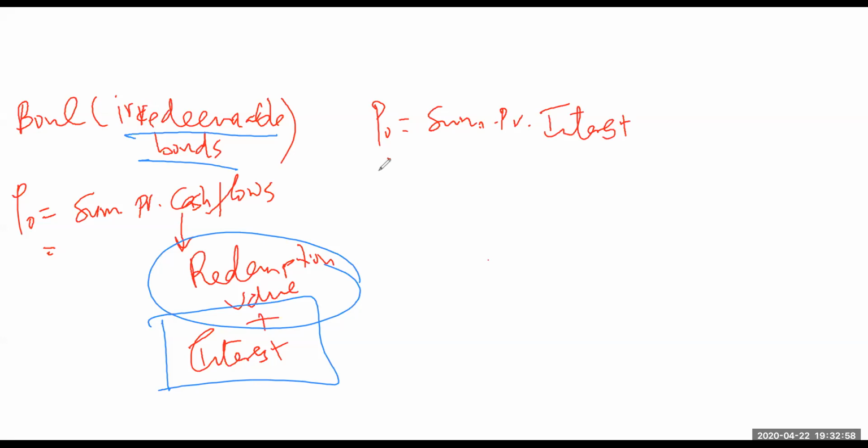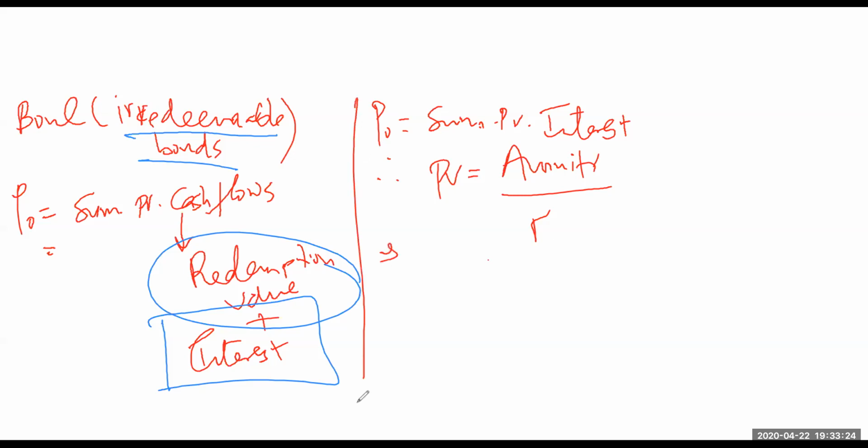If you recall, the present value of an annuity to infinity is the annuity divided by R. The interest you'll be paid by the company is fixed, therefore it's an annuity, and it's to infinity. Recalling the formula, the present value of an annuity to infinity is the annuity divided by R. Now applying the same concept here, P naught, the market value of the bond, will be the annuity, which in this case is the interest you'll be receiving.